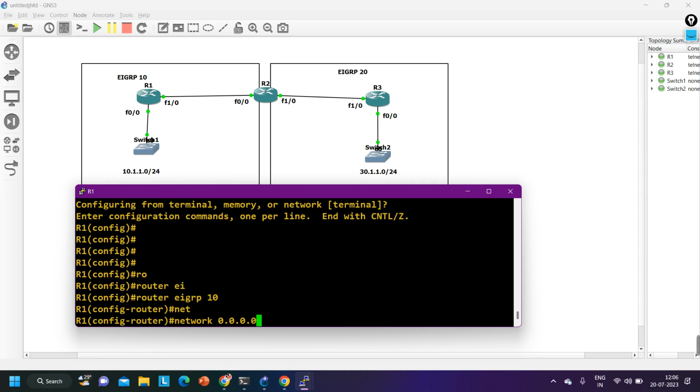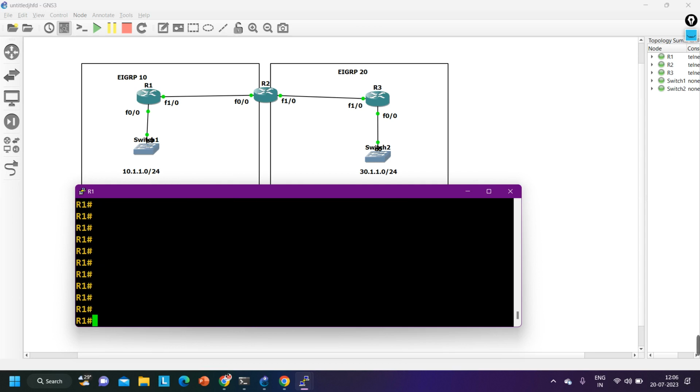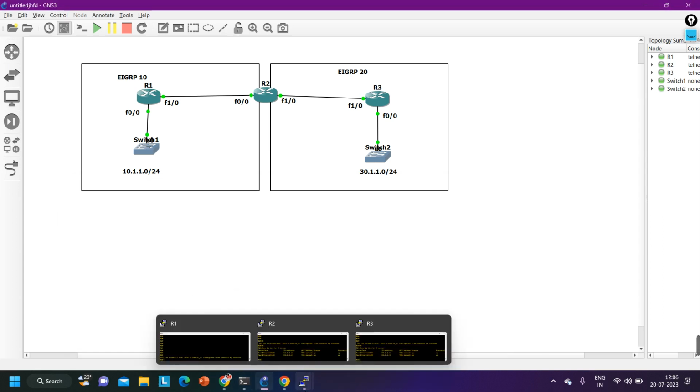Yes? Yes. Or I can run the particular 12 network and 10 network also. Let me run 0.0.0.0. Done. Okay. Now let me configure R2.